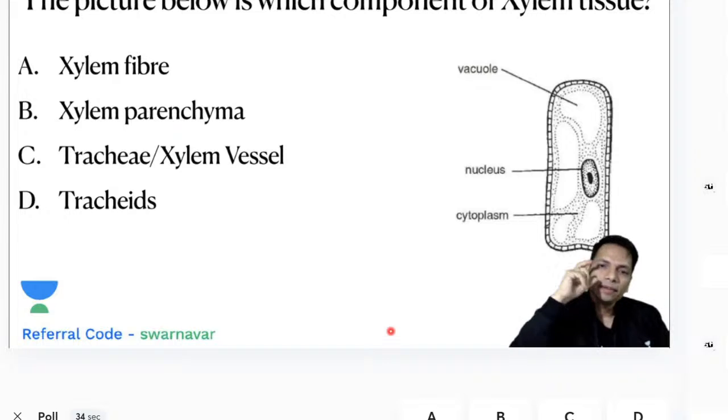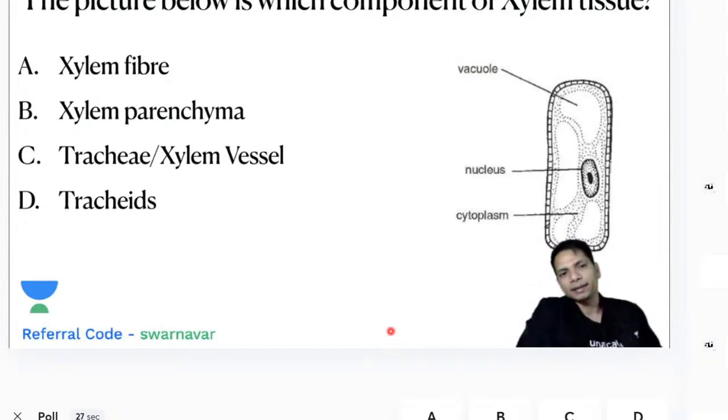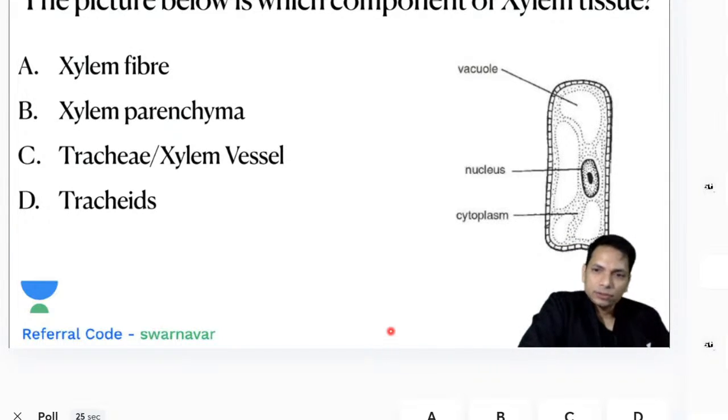Try to answer this question very thoughtfully. Look at this picture properly and try to understand what the logical answer is. It's actually a very easy question, but this question is a little tricky. The picture below is which component of the xylem tissue?